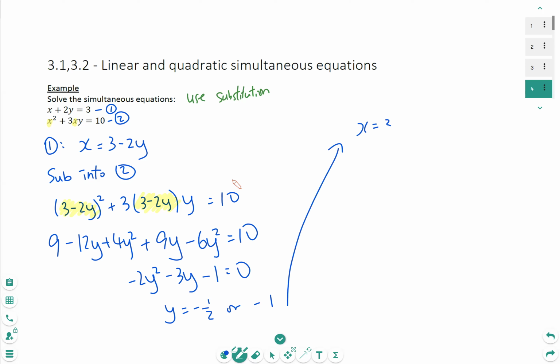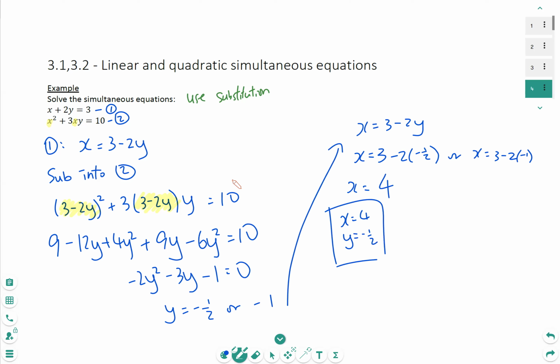So x equals 3 minus 2y. So x equals 3 minus 2 times minus a half, or x equals 3 minus 2 times minus 1. So use a calculator. 3 minus 2 times minus a half is 4. So therefore, x equals 4, y equals minus half.